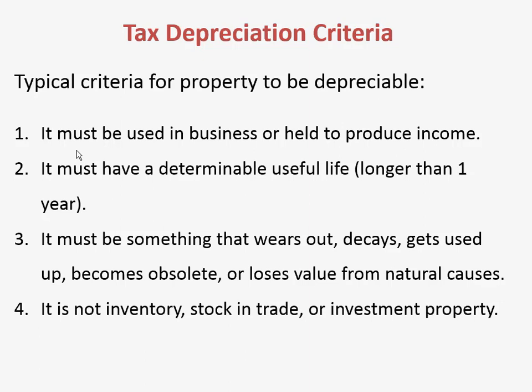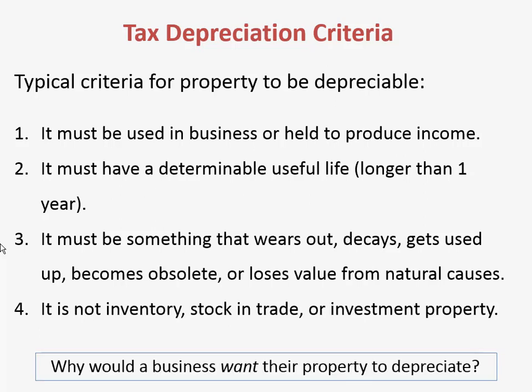And so things that never wear out, like maybe a gold bar or just something that would get locked in a vault and it doesn't actually decay over time, wouldn't be considered depreciable. Neither would the inventory that a company purchases and intends to sell. It has to be the equipment that the company is using in the course of their business.